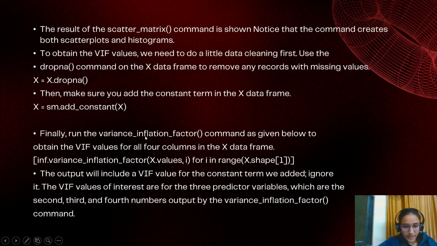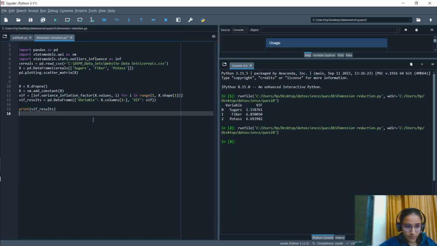Finally, we will be running variance_inflation_factor, which is how we calculate the VIF value. This is the syntax for obtaining that. The output will include a VIF value for the constant term we added, so we have to ignore that. The VIF values of interest are for the three predictor variables, which are the second, third, and fourth numbers output by the variance inflation factor command. Let's execute the remaining section of the code.